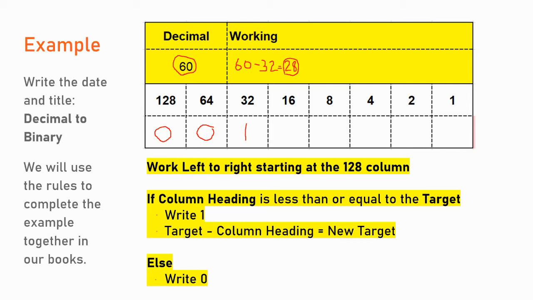And we start the process again. We start at the 16 column, and then we ask ourselves, is our column heading 16 less than or equal to the target, which is 28? Well, 16 is less than 28, so we need to write a 1. And then again, do that calculation where we take away the column heading, which is 16, which leaves us with 12.